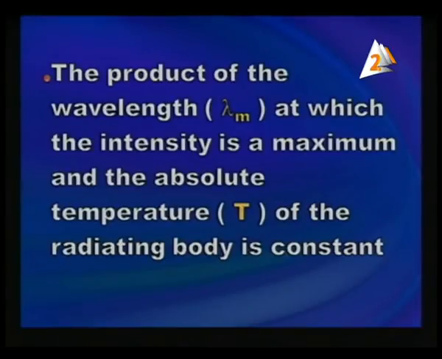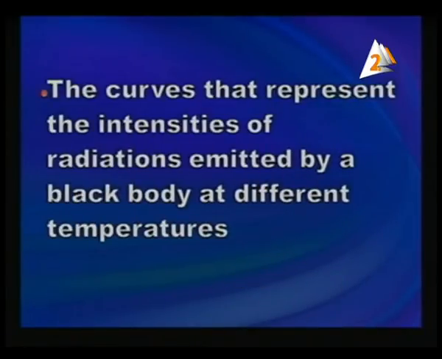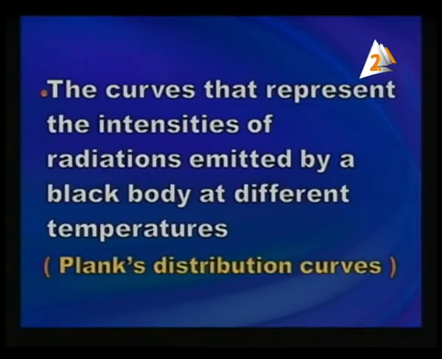The product of the wavelength at which the intensity is a maximum, lambda maximum, and the absolute temperature of the radiating body is constant. It is Wien's displacement law, Wien's law. And the curves that represent the intensities of radiations emitted by a black body at different temperatures, we call them Planck's distribution curves.